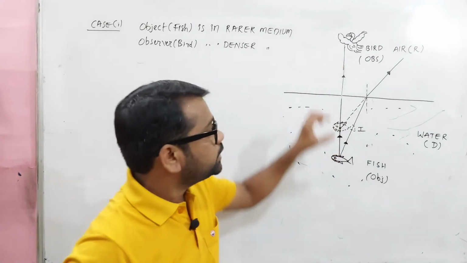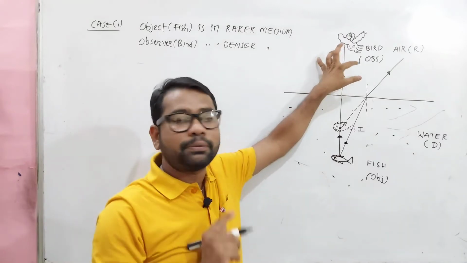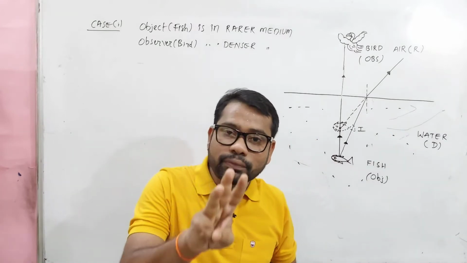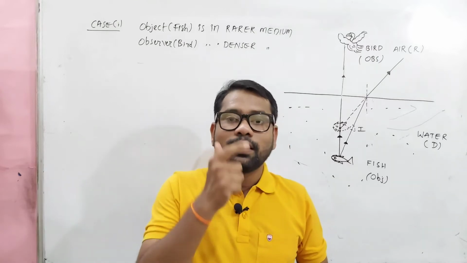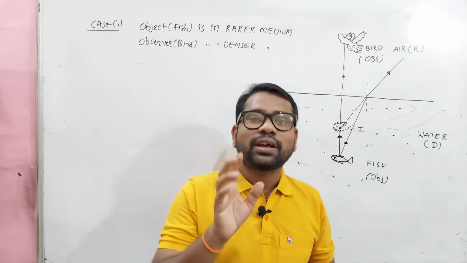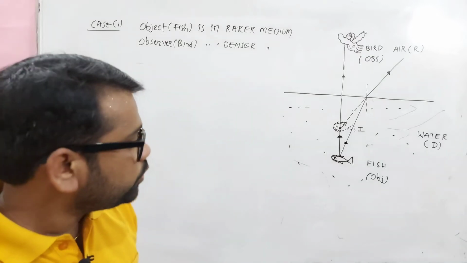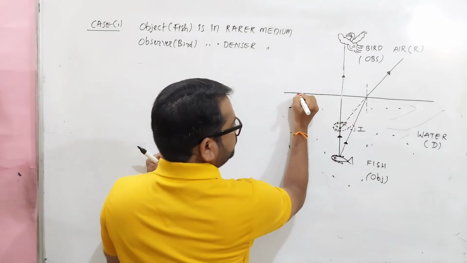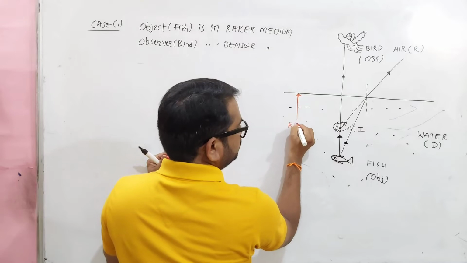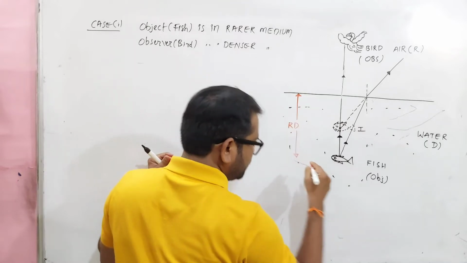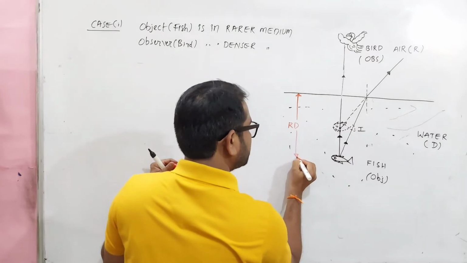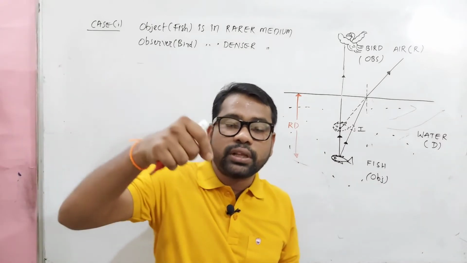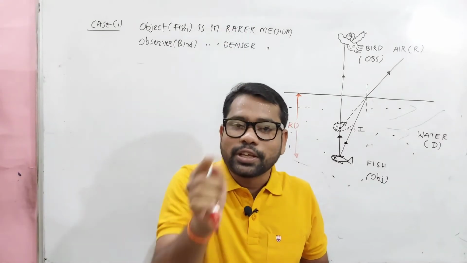It's very important. Here the bird is the observer, placed in a rarer medium. The fish is the object, placed in a denser medium. Now here, as I told, three words are very important: apparent depth, real depth, and shift. And how these three are related is also very, very important. Now dear children, if you can see here, the depth at which the fish actually is there is called real depth. Very, very important. The object's actual depth is called real depth.